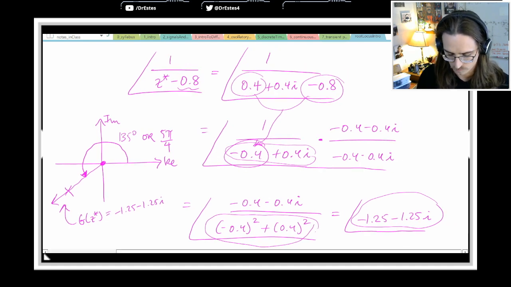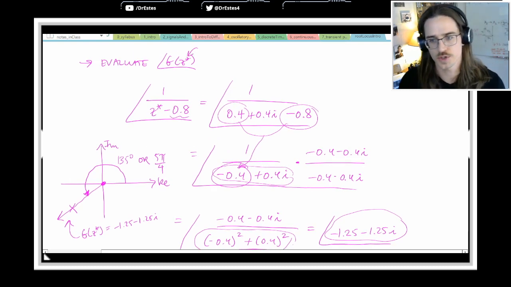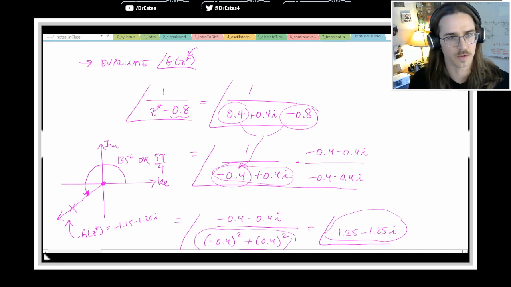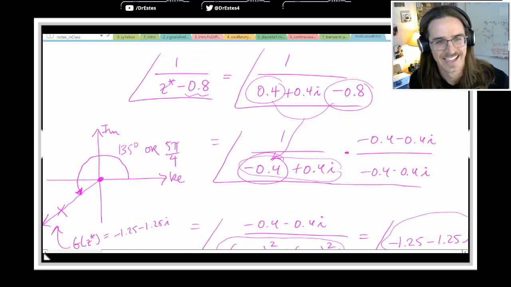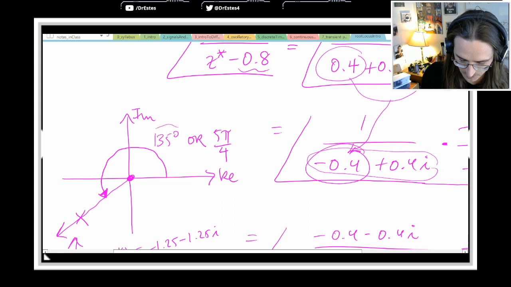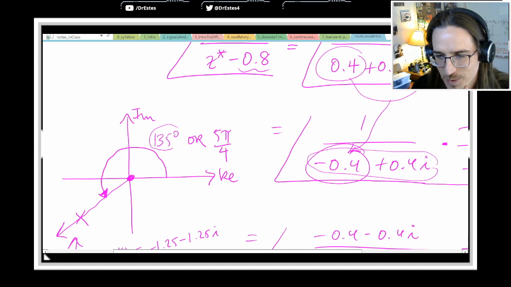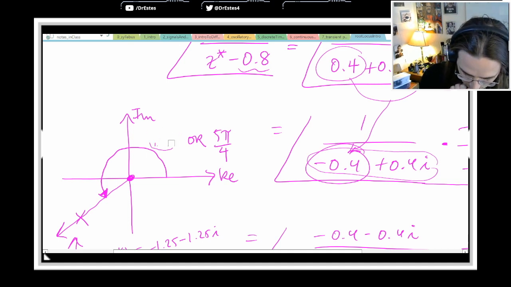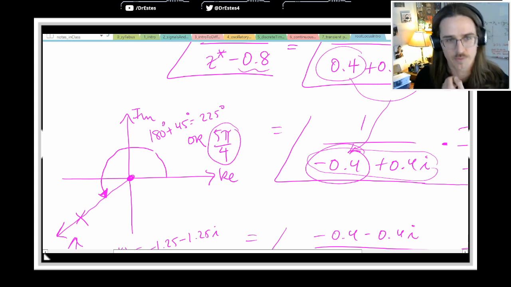Okay, so all we did, we plugged in z star into g. You think it's 225? Oh, yeah. Thank you for pointing that out. This is definitely not 135 degrees, because we're greater than 180. Okay, sorry. So it's 180 plus 45, 225 degrees. Thank you, guys. Okay, so 5 pi over 4, that one's still right.